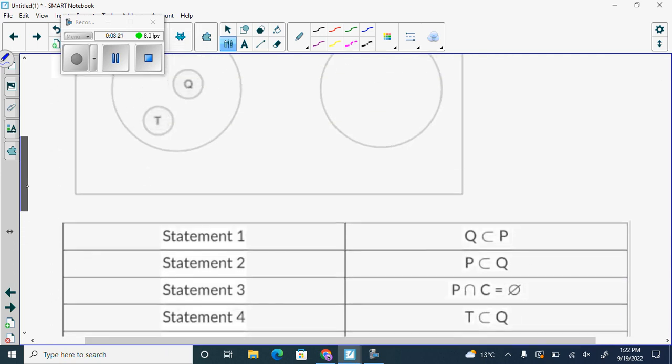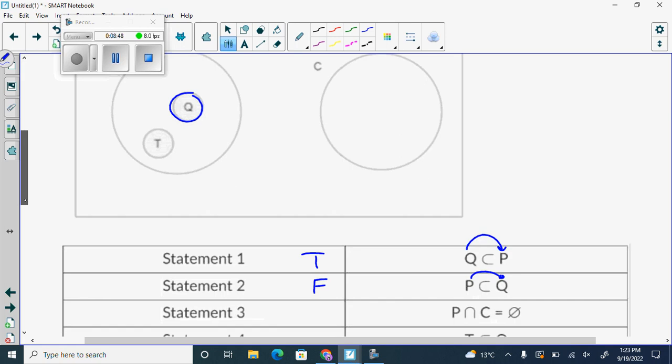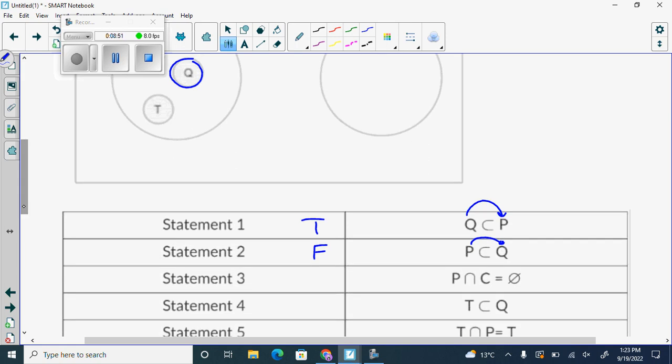So the first one is Q is a subset of P. In order for Q to be a subset of P on a Venn diagram, Q has to be the yolk of the P egg. Right? Is Q the yolk of the P egg? Yes. So then this is true. Now if this is P is a subset of Q, P has to be the yolk of the Q egg. Here's the Q egg. Does it even have a yolk? No. So this is false. They're just testing to see if you know which letter has to come first in order for it to be a subset.